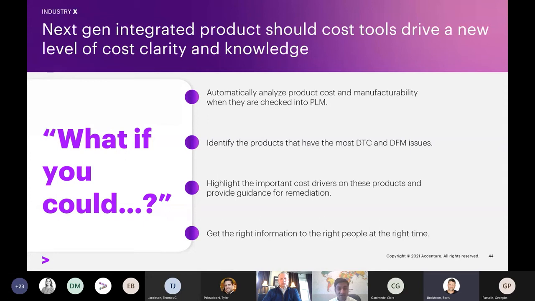So I invite our ecosystem partners a priori to walk you through how technology can help with should cost, product cost management across the life cycle.